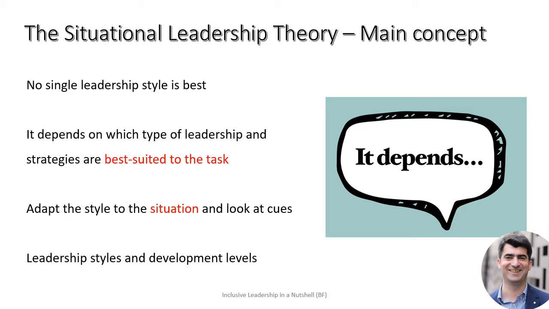The most effective leaders are those who are able to adapt their style of leadership to the situation and look at the cues and signals, such as the type of task, the nature of the group, and other factors that might contribute to getting the job done. This theory encourages leaders to choose the leadership style that best fits the goals and conditions and evaluate the development levels of the team members.